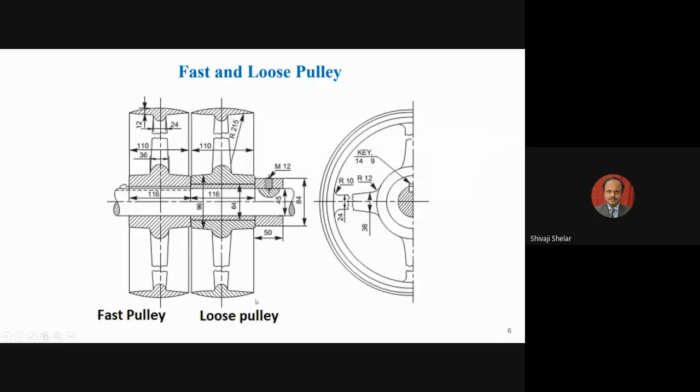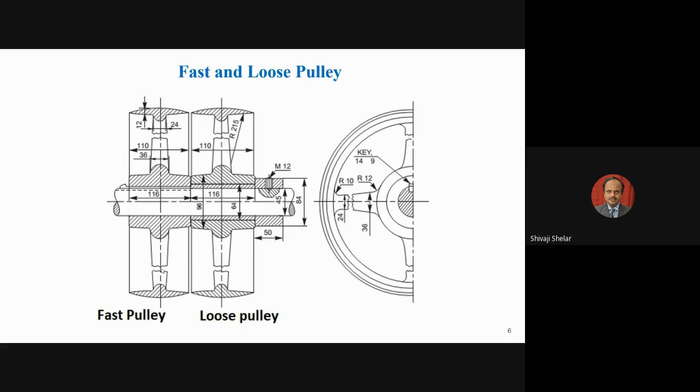What is meant by loose pulley? It is free to rotate on the shaft, but it will not rotate the shaft. That is the meaning of loose pulley. And the meaning of fast pulley is that it is not free to rotate on the shaft. As it rotates, it will rotate the shaft.